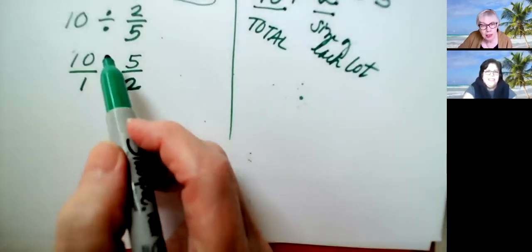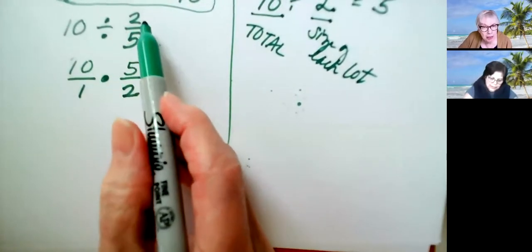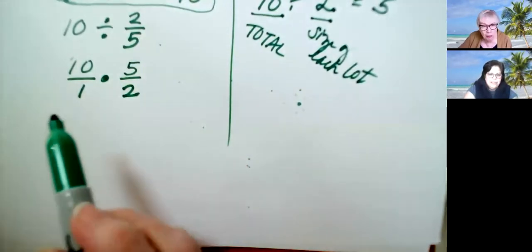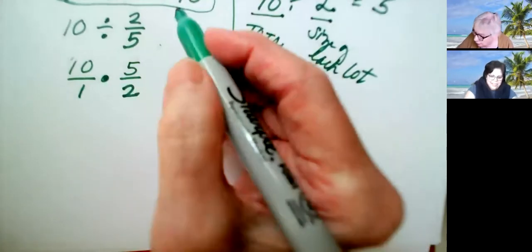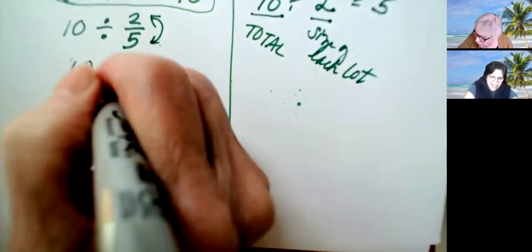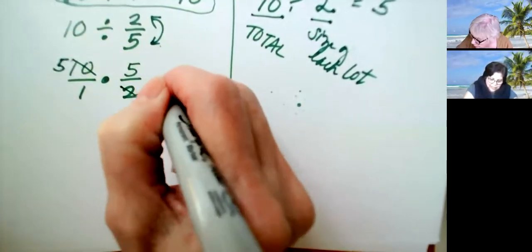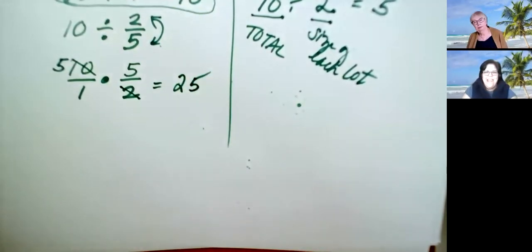And so once we did that, we knew it's 10 divided by the 2/5 acre, and then forget the whole problem and just do the math. 10 over 1 times, that inverted. That makes sense now. And so here you go. 2 into 10 is 5. 5 times 5 is 25. Okay, gotcha. That makes sense now.